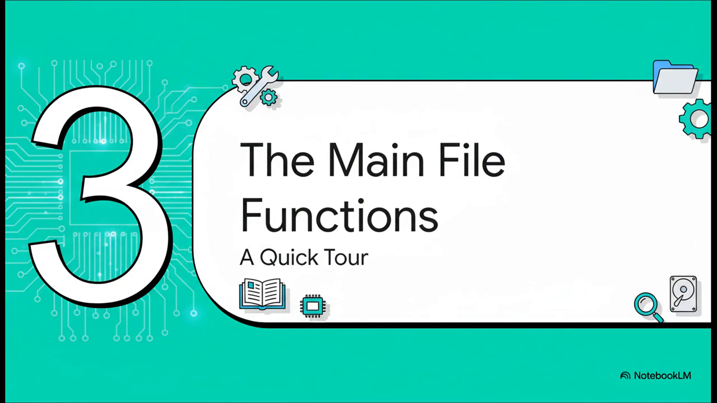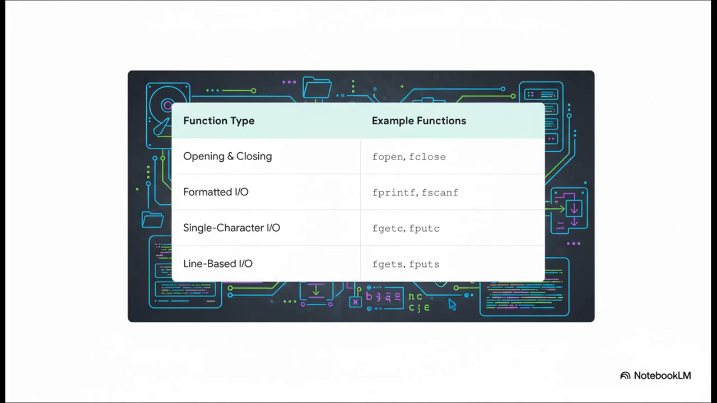So what's actually inside this library? Well, it gives us a core set of functions. These are our tools for messing with files. We can kind of think of them in a few logical groups. So let's take a quick little tour. First things first, you always have to open a file before you can use it, and you have to close it when you're done. That's what fopen and fclose are for.